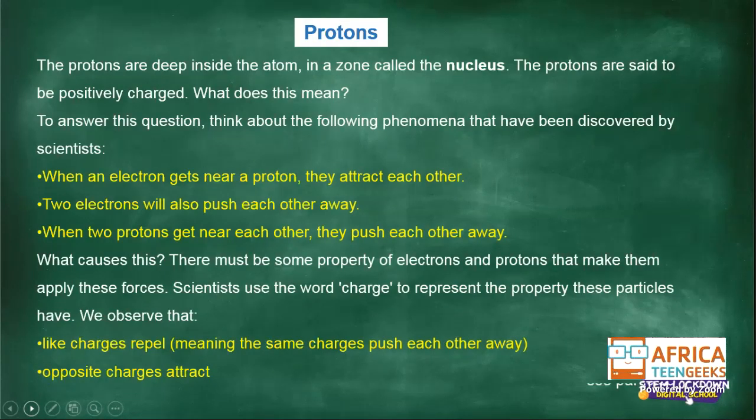Now you'd ask yourself the question, why doesn't that apply to the neutron? And this is because the neutron doesn't have a charge. Can you see the word charge? The scientists applied it to these particles. The neutron does not have a charge, so it neither attracts nor repels. This is the neutron. It is just neutral.